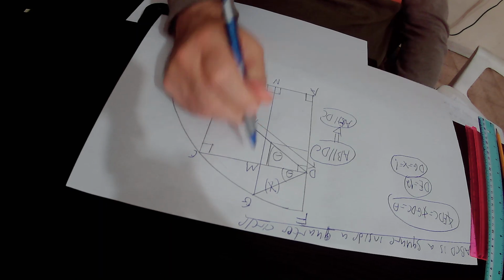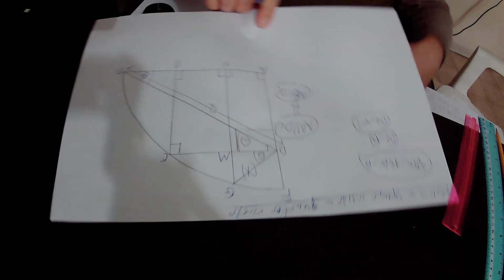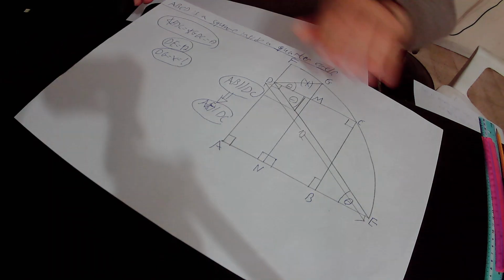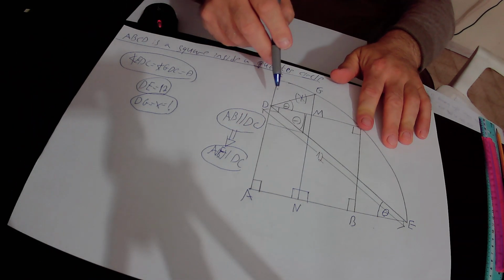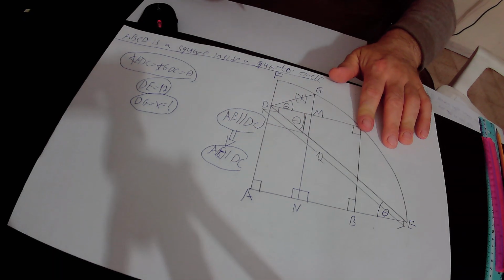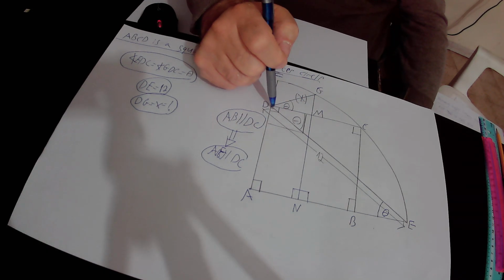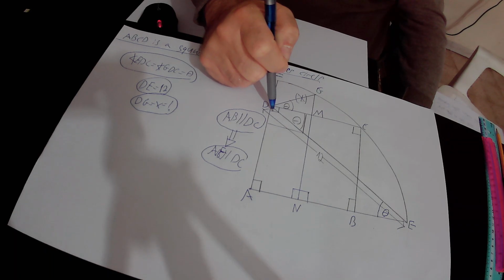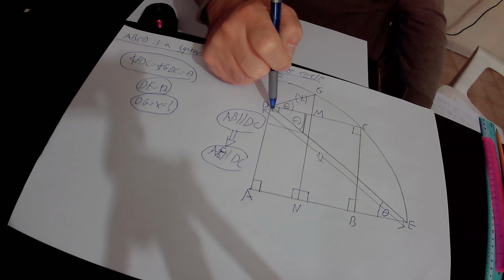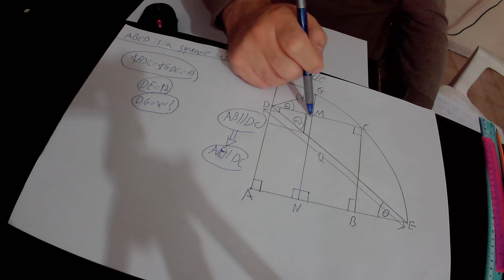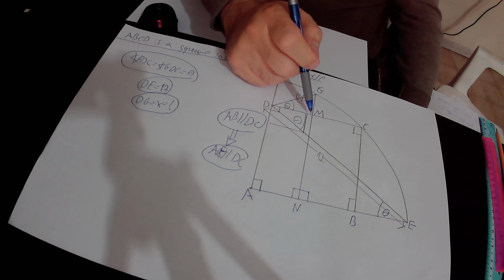Actually, by doing this construction, we created here quadrilateral DMAN, or DMNA. Inside this quadrilateral, we have 1, 2, 3 right angles. The sum of 3 right angles is 270 degrees. Plus the size of this fourth angle, in total, they must be equal to 360 degrees, according to the rule that the sum of the angles in any quadrilateral is equal to 360 degrees.